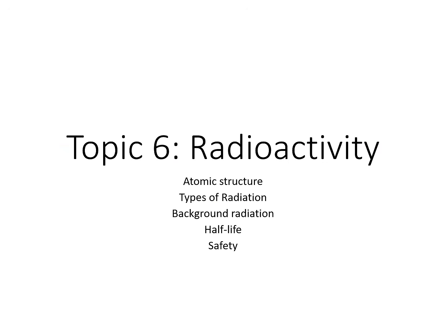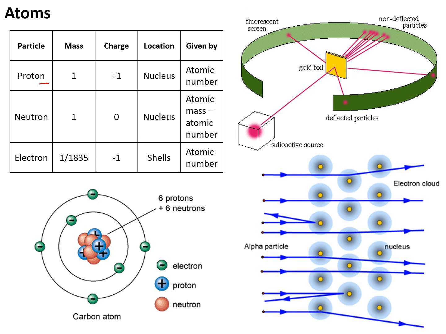Topic 6, radioactivity, covers atomic structure, types of radiation, background radiation, half-life and safety. Atoms are made of protons, neutrons and electrons. Protons have a mass of 1, a charge of +1. They're found in the nucleus and the number is given by the atomic number. Neutrons have a mass of 1 and a charge of 0. They're also found in the nucleus and the number is given by the atomic mass take away the atomic number. And finally, the electrons have a mass of 1 over 1835, a charge of -1, and they're found in shells around the nucleus and their number is given by the atomic number.